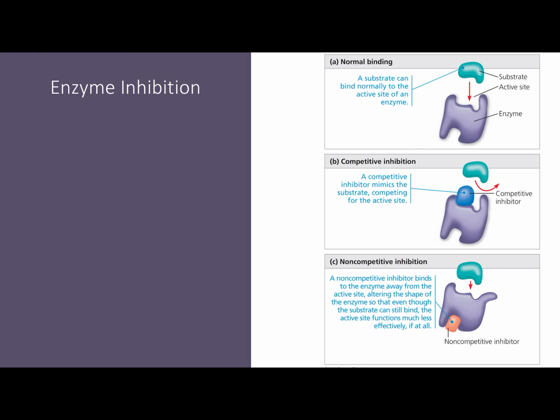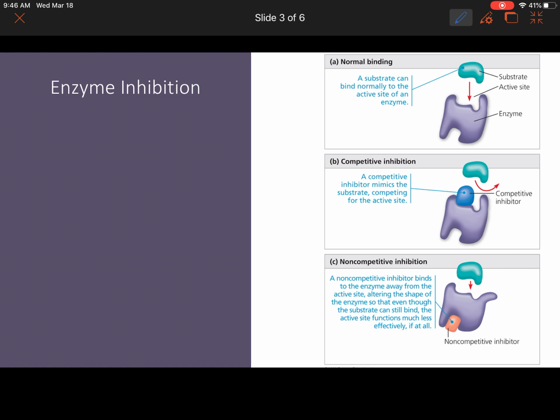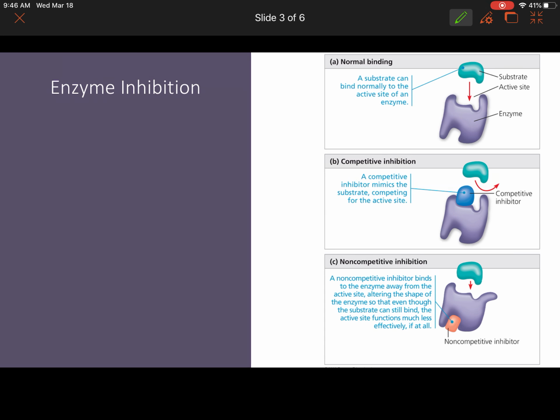Well, there are a variety of strategies that the cell can use to regulate enzymes. And so enzyme inhibition is the idea of basically turning enzymes off or slowing them down. So if we look at panel A over here, we have an enzyme that shows the substrate binding to the active site. That's what happens under normal conditions, no inhibition.